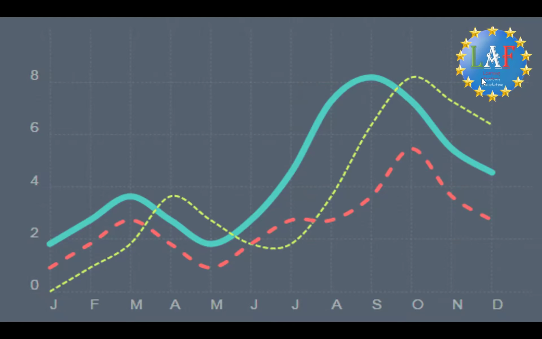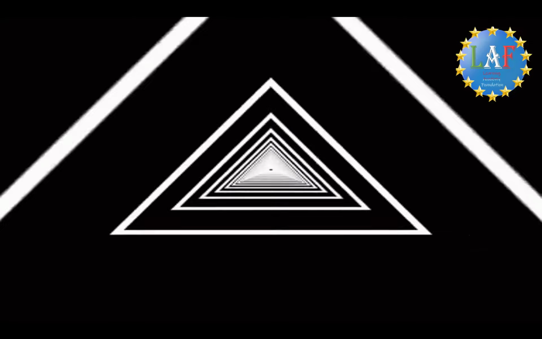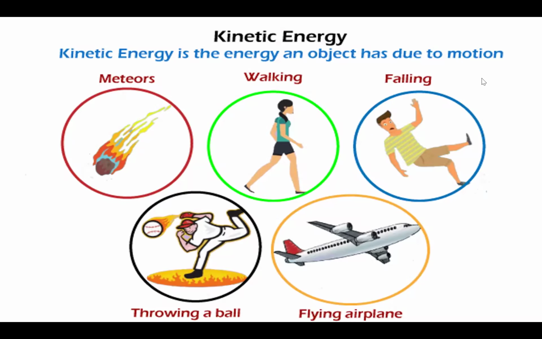So, next time someone asks how far you have come, show them your graph and say, I'm a triangle of progress. Note this movement: speed, acceleration, kinetic energy that we have seen is the energy an object has due to motion, like for example meteors, walking, falling, throwing a ball, flying a plane, and so on.